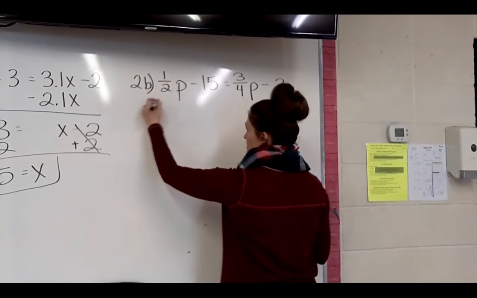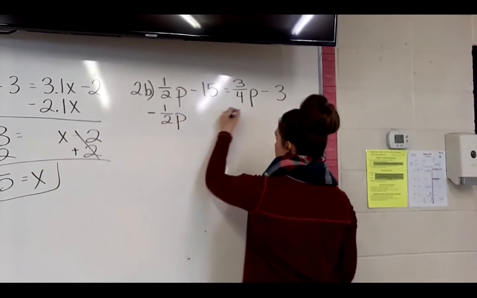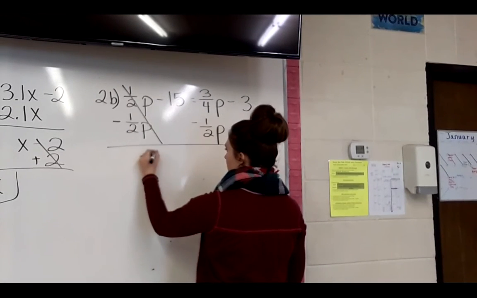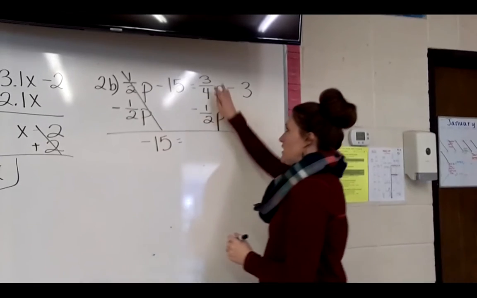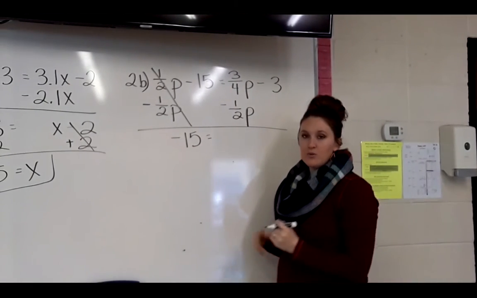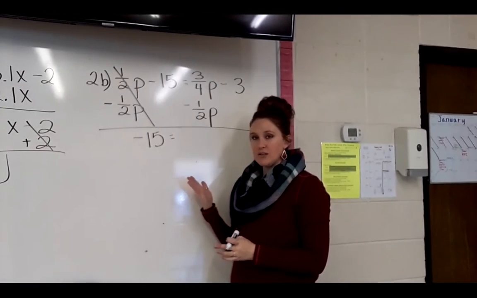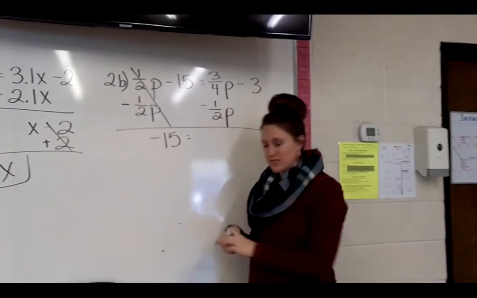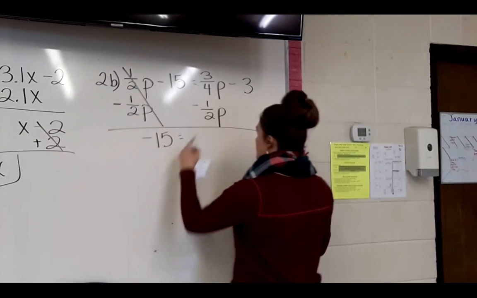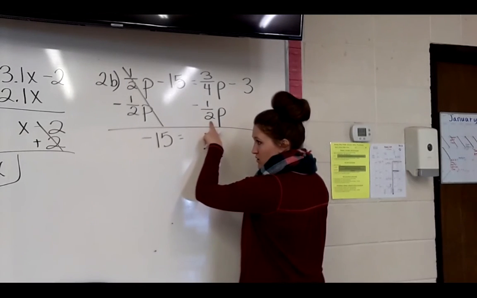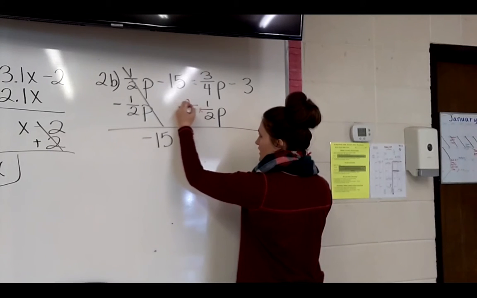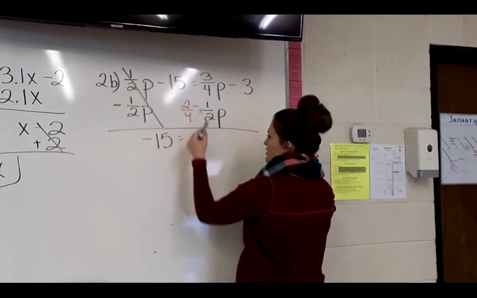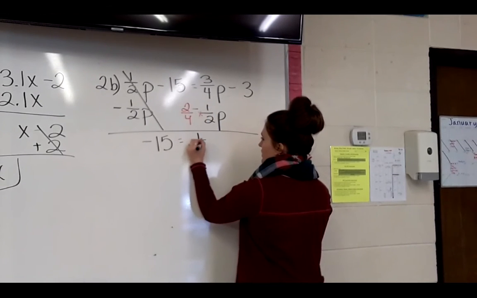But now we have fractions. I'm going to subtract 1/2 p from both sides. And what's tricky about this one, I still have negative 15 equals, this is 3/4 minus 1/2. If you remember, we can't add or subtract fractions unless they have the same denominator. So I have 4 and 2, so I'm going to have to make them the same. So I'll switch colors real quick. So I'm going to change this 2 to a 4, 2 times 2, so this is now going to be 2 over 4. So now I can subtract it. 3 minus 2 is 1/4.